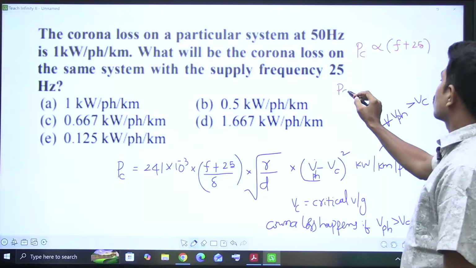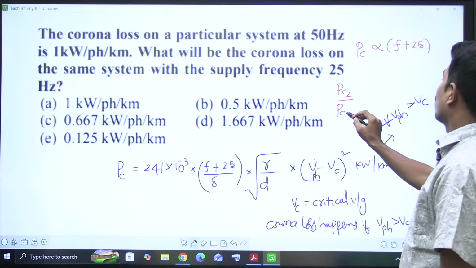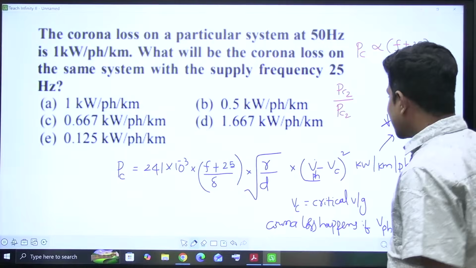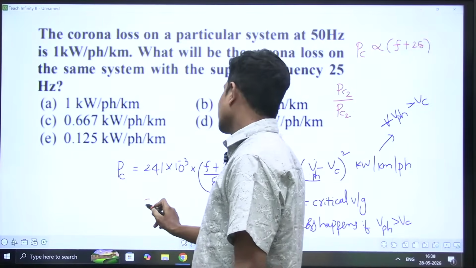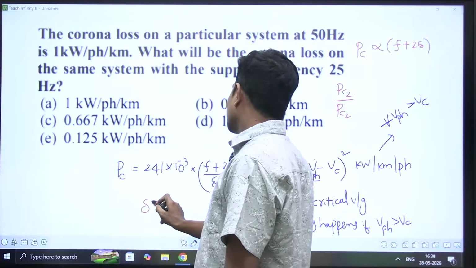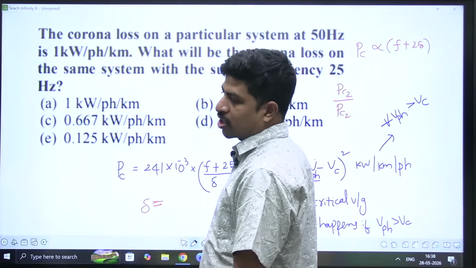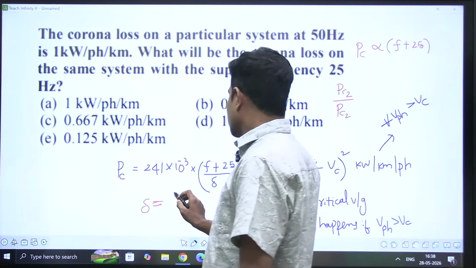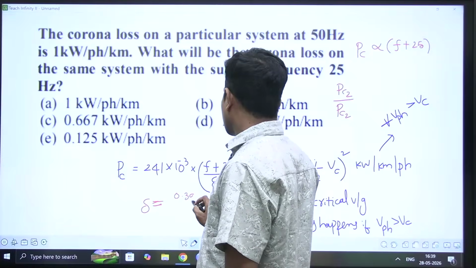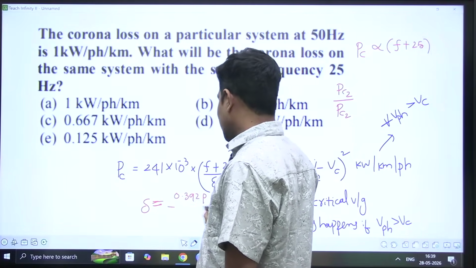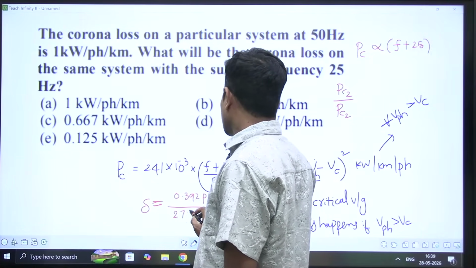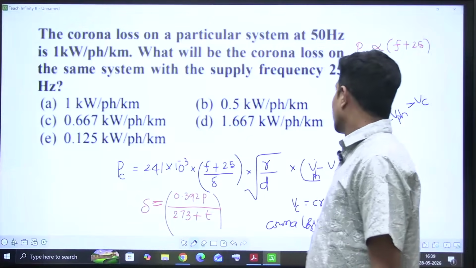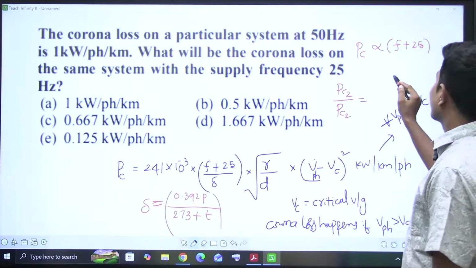So corona loss 2 in the second case, why? Because what is delta? Delta is called the air density factor that depends upon atmospheric conditions like pressure, temperature and humidity. It is 0.392 into P, where P stands for pressure, divided by 273 plus temperature T.